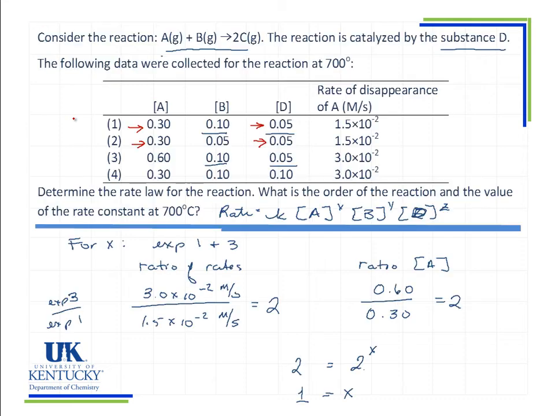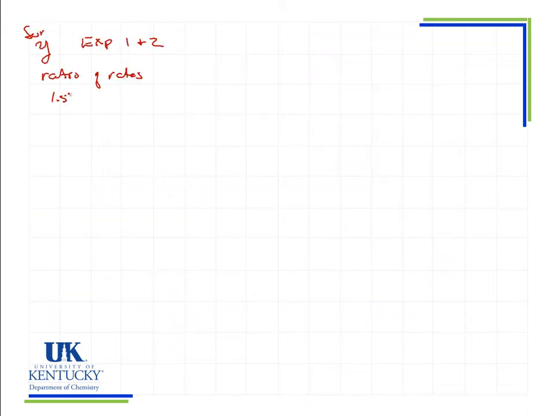Now I've got an empty space over here for me to work on. For Y, I'm going to look at experiments 1 and 2. I again am going to do a ratio of rates for those two experiments. Let's look at the rates. Well, they're both 1.5 for the two experiments. See, 1.5, 1.5. So that's easy enough. Ratio of rates is 1.5 times 10 to the minus 2 over 1.5 times 10 to the minus 2. That's a value of 1.